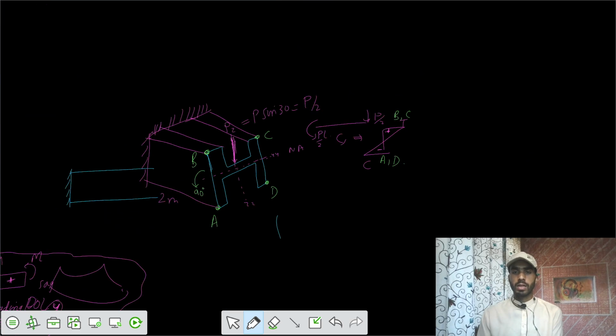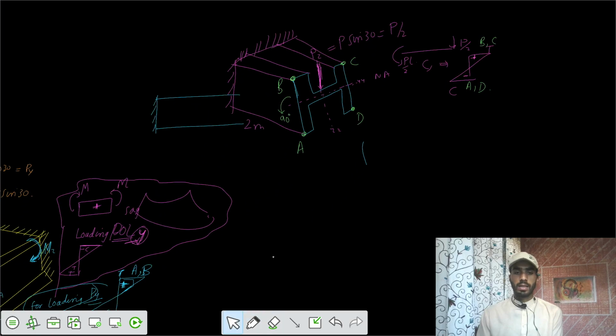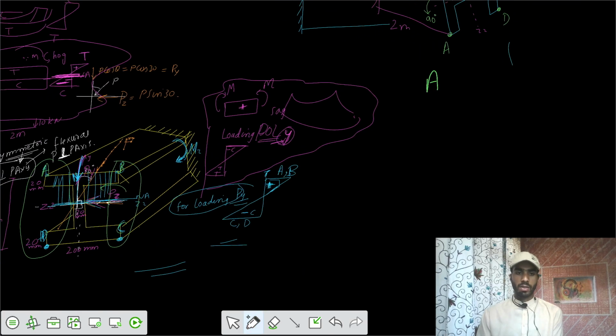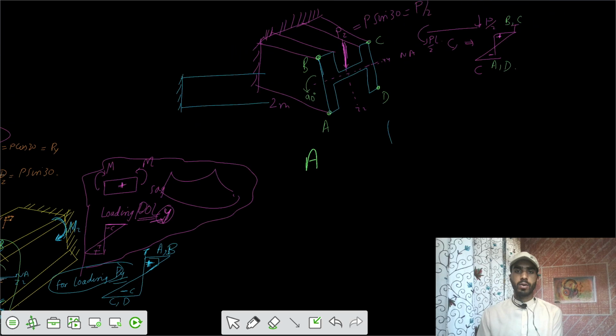So finally we got that A is having tension in this part, and in the second case A is having compressive stresses.